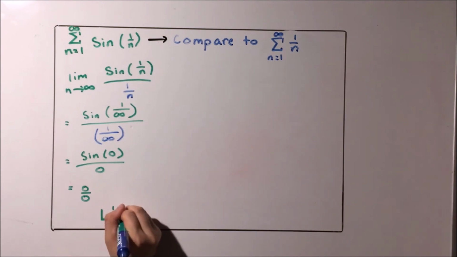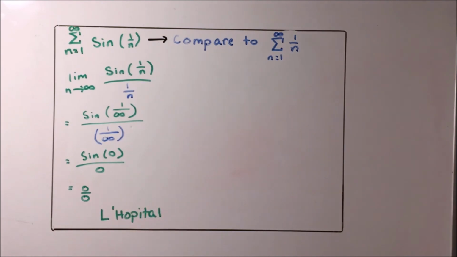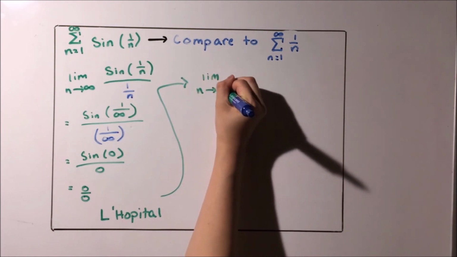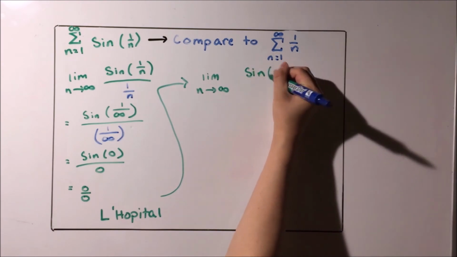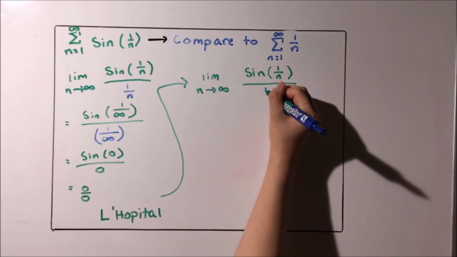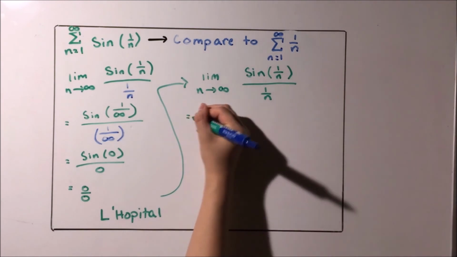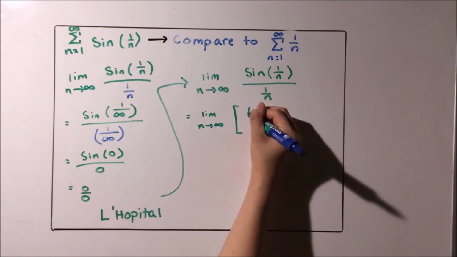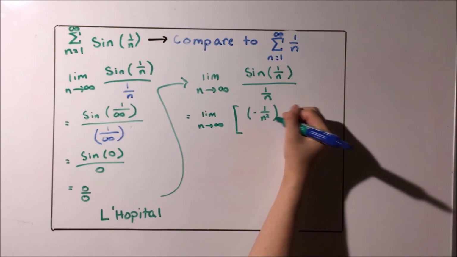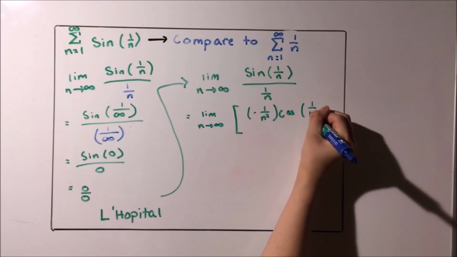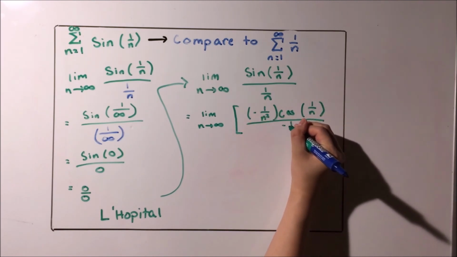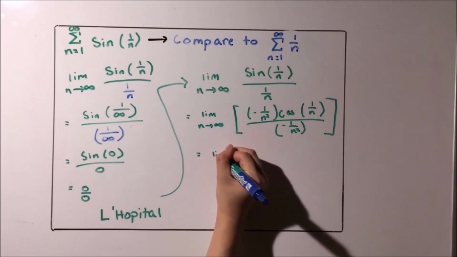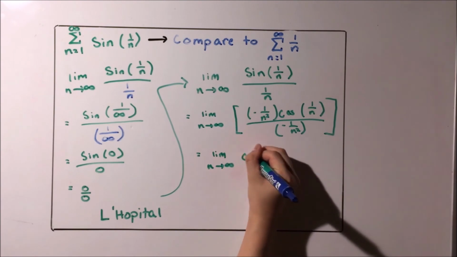Now we can take the derivative of the top, which is negative 1 over n squared, times cosine of 1 over n, and the derivative of the bottom, which is negative 1 over n squared. This simplifies to cosine of 1 over n. The limit as n approaches infinity of cosine of 1 over n equals 1. Therefore, the limit comparison test applies.